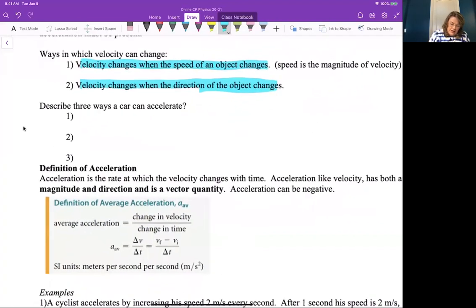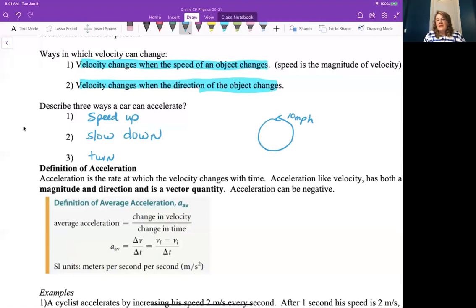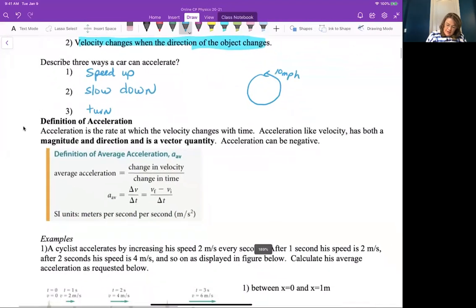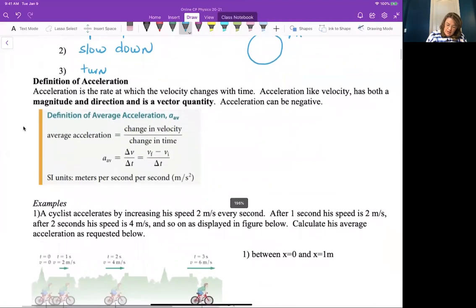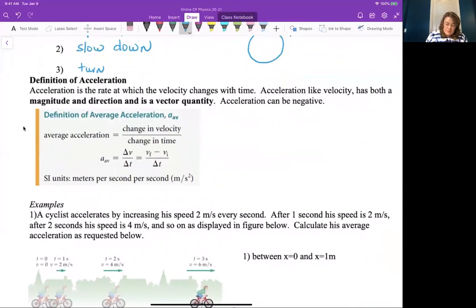Anyway, let's again reiterate this. 3 ways a car can accelerate. Love it if you paused it and tried to figure it out yourself. 3 ways. I can speed up. I can slow down. And I can turn. So if I'm driving in a circle at 10 miles per hour, even though I'm at a constant speed, my direction is constantly changing, so I must have an acceleration there. And although we don't spend too much time in this class talking about centripetal acceleration, AP Physics absolutely does.